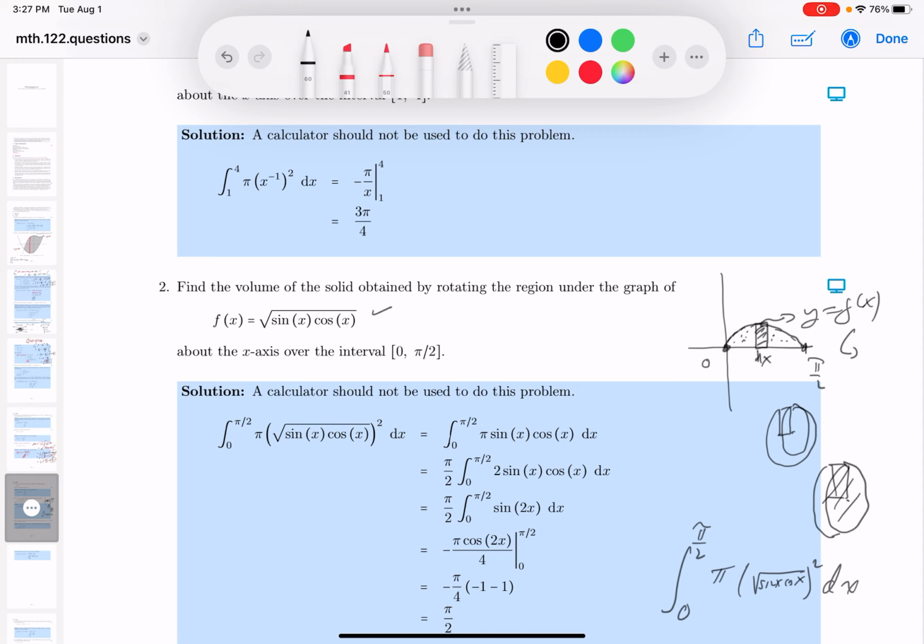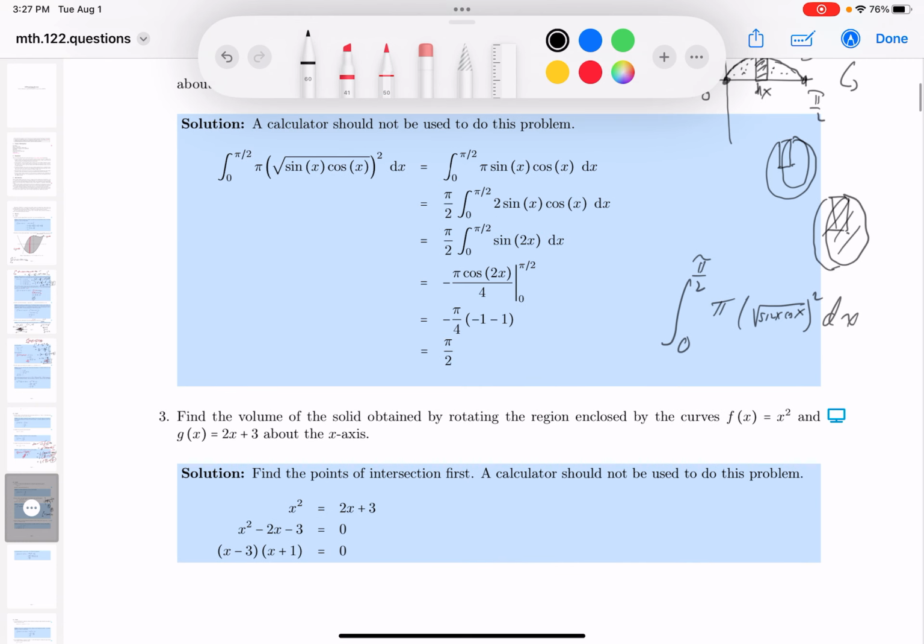Now, I realize someone's looking and saying, I don't think I could do that integration. We're not giving you things you can't do. That's not going to happen. So what I want to do is go through it for you. I'm going to go over here, kind of running out of space, by the way. And what do you get? You get pi comes out. You get 0 to pi over 2. When you square that root, it removes it. What do you get? Sine x times cosine x, and then dx.